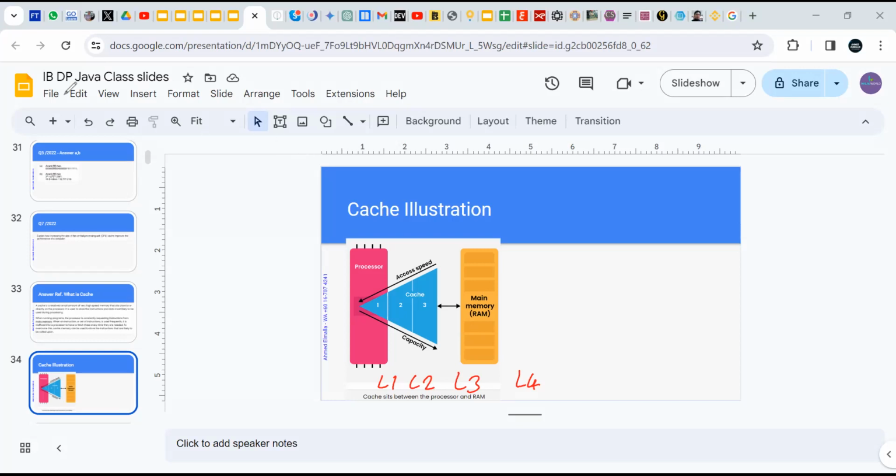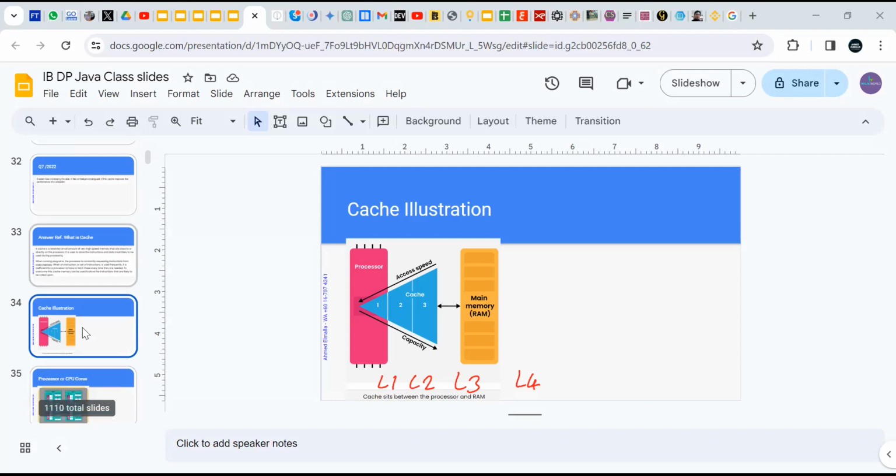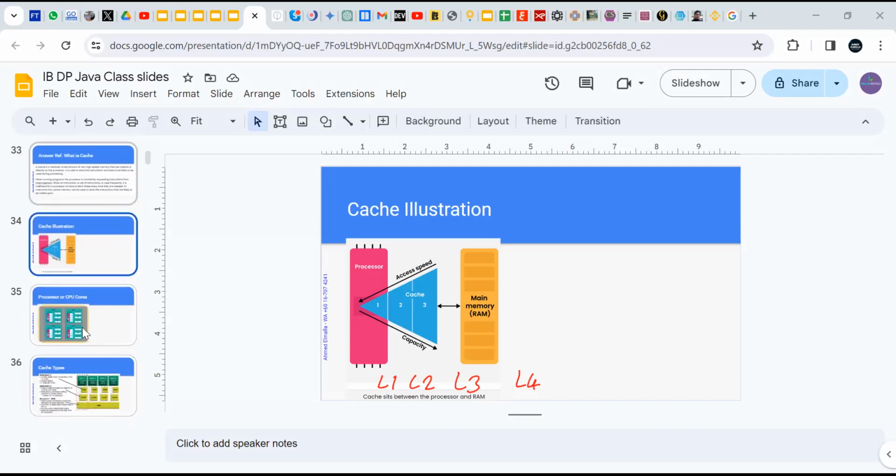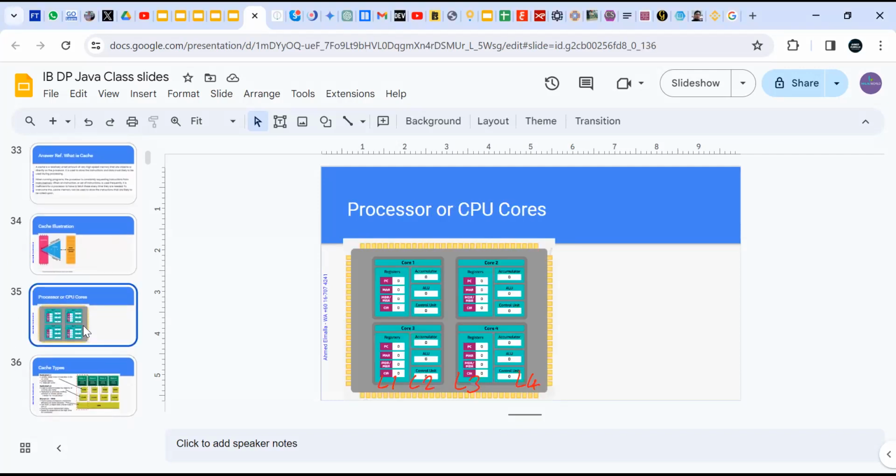Yes, if it has more cores, then it's able to run more processes simultaneously as well. Typically, recently we have up to, I believe, 9 cores, if I'm not mistaken. A typical computer might have, in this example, 4 cores on the processor. So this is a processor chip, and these are the 4 cores inside the processor.